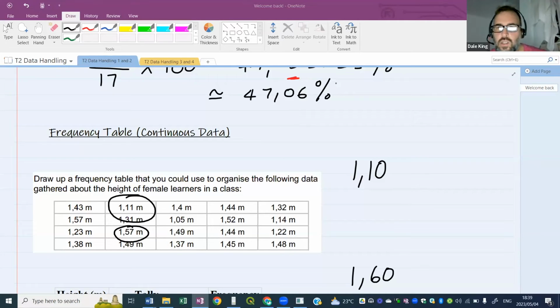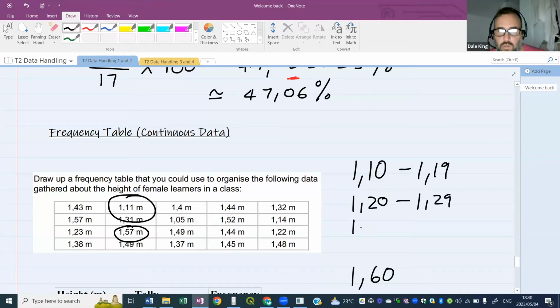So what you can do is say, well, I want to group all the people that were 1,10 to 1,19 in one group. Then in another group, I'm going to say 1,20 is the next value, and go up to 1,29. That'll catch some there. And then I'm going to make another group, 1,30 to 1,39 will be in that group. And anyone that's 1,40 to 1,49, and I'm going to have to make another group here.